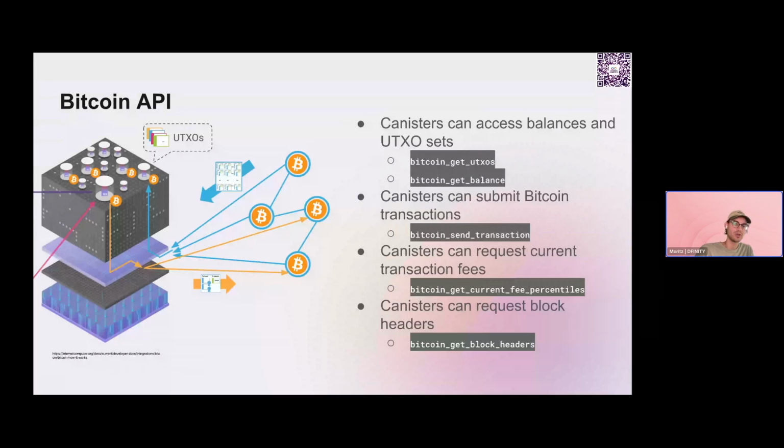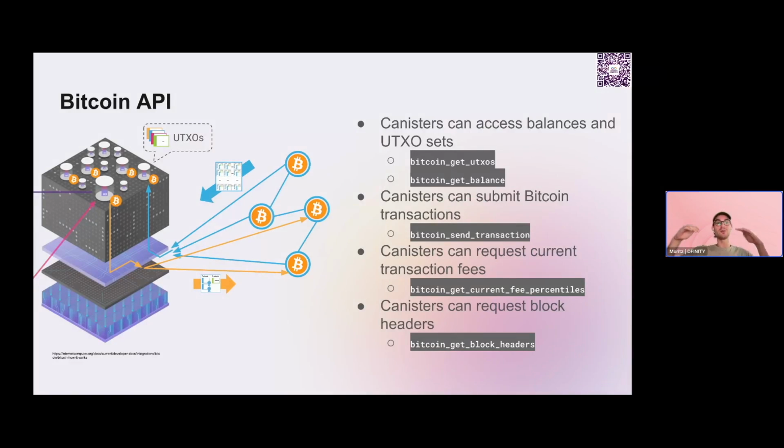Okay, so now we know roughly what the Bitcoin direct integration is. So there are those nodes, and they run this Bitcoin adapter. And on top of this Bitcoin integration, we have this Bitcoin canister that has this full UTXO set.